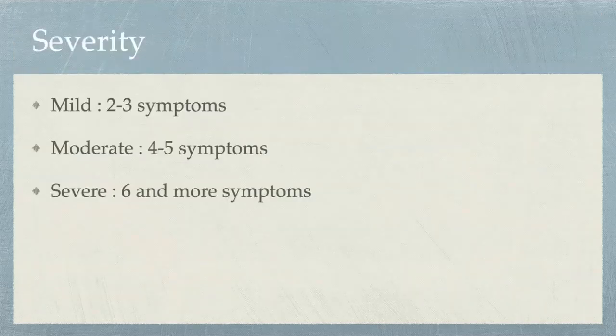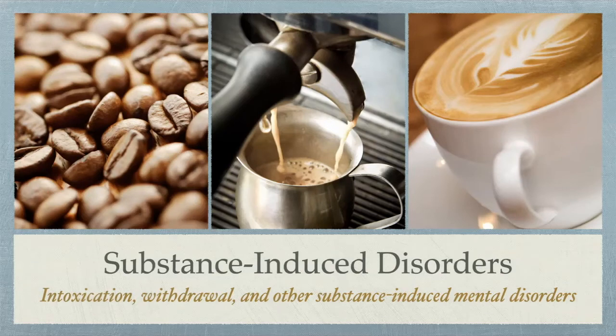Substance use disorders can occur in forms from mild to severe. Generally, mild substance use disorder is suggested by the presence of 2 to 3 symptoms, moderate by 4 to 5 symptoms, and severe by 6 or more symptoms. Now we have talked about the generic diagnostic criteria for substance use disorder, which we can apply to the 10 different substances. Now I'm going to talk about substance-induced disorders, which include intoxication, withdrawal, and other substance-induced mental disorders.